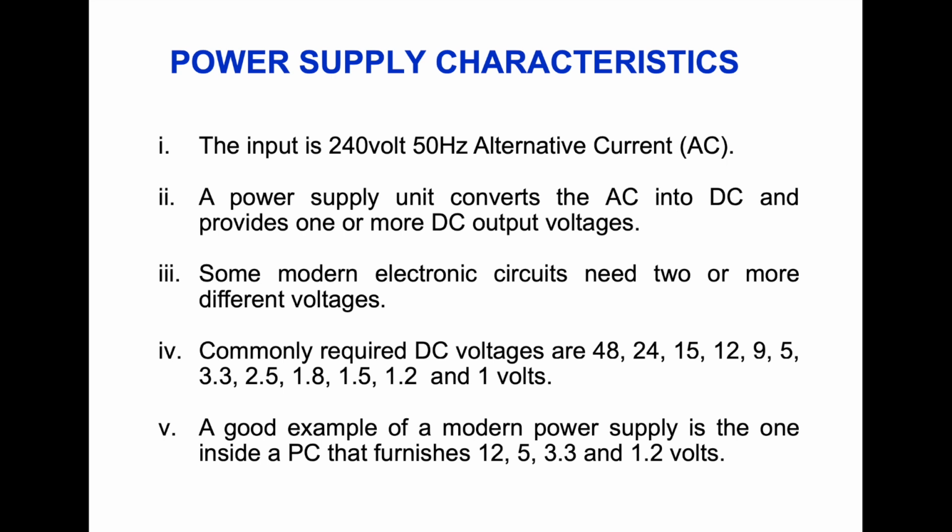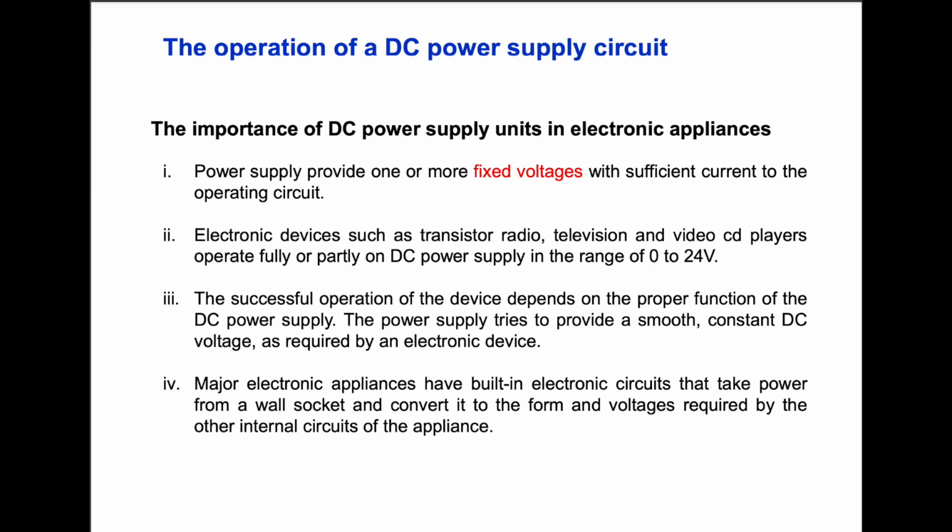Now, the operation of the DC power supply circuit. The importance of DC power supply units in all electronic appliances is that they provide one or more fixed voltages with sufficient current to the operating circuit. Electronic devices such as transistor radios, televisions, video, and CD players operate fully or partially on DC power supply in the range of 0 to 24 volt. The successful operation of the device depends on the proper function of the DC power supply. The power supply tries to provide a smooth and constant DC voltage as required by electronic devices.